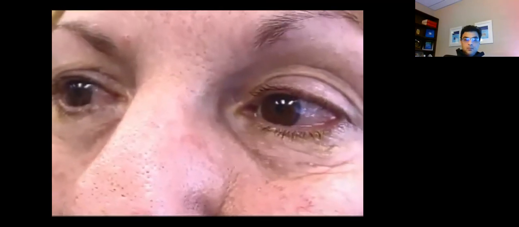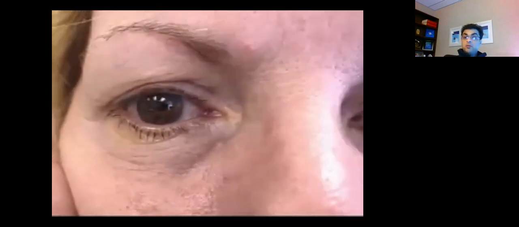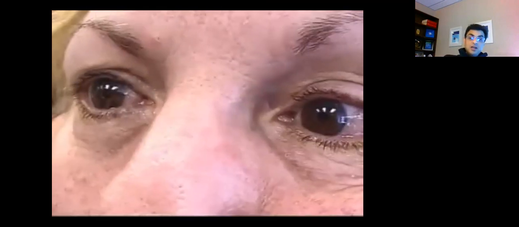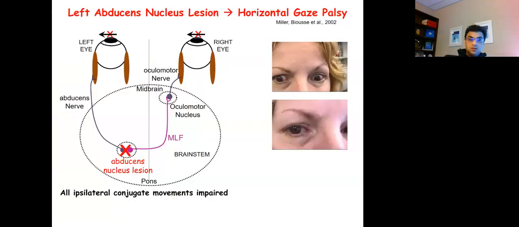Okay, good. So VOR and saccades or pursuit followed a very similar trend, in that she could not move her eyes to the left side here. And when they did vertical eye movements, they were spared, and vergence was also spared, as you can see in this.